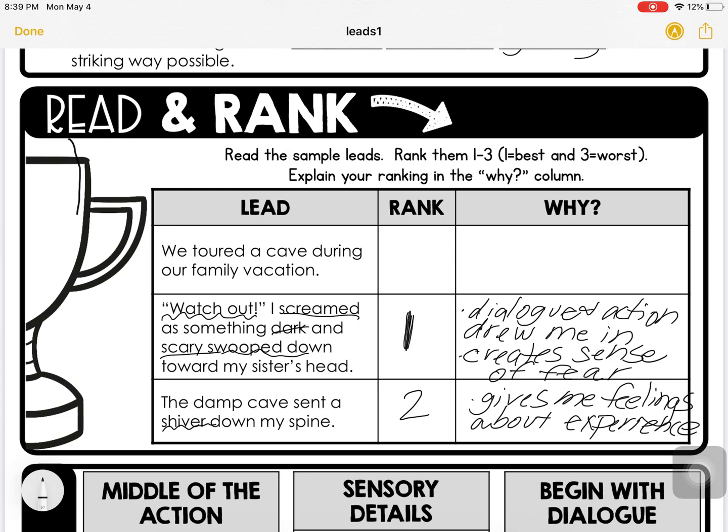So I think the worst one would be: we toured a cave during our family vacation. That doesn't tell me anything. It just states a fact. It doesn't make me interested to read more. It's uninteresting.